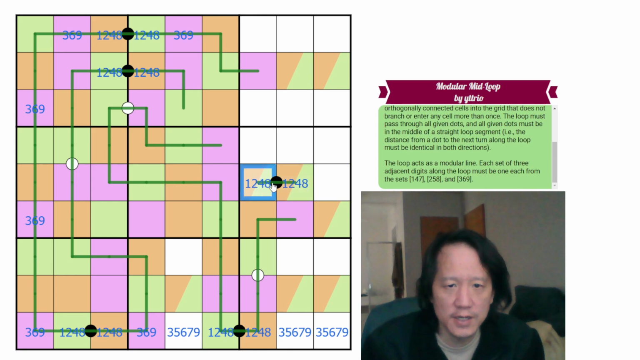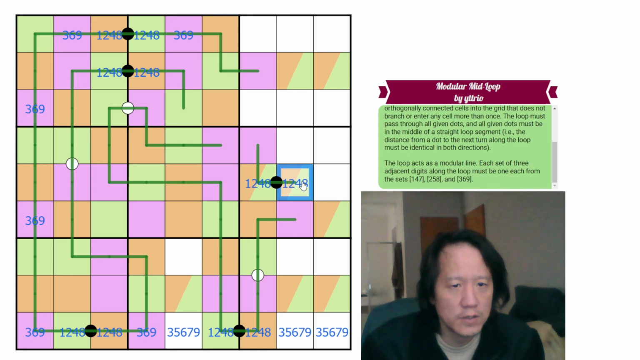And this cannot be 2. So it has to be either here. This one has to go up, which means this is a pink. And this one could go up or down. We're not sure which.